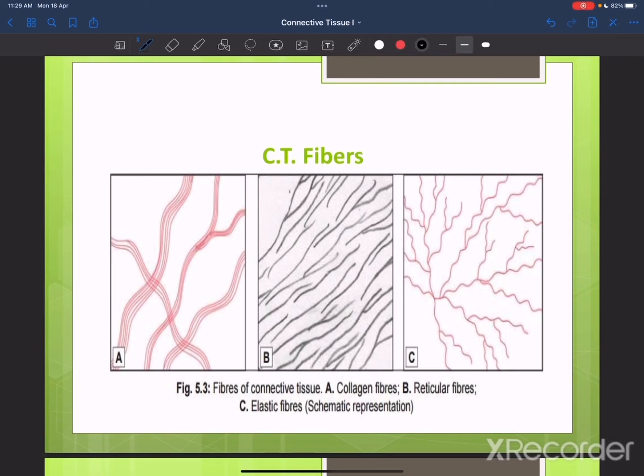These are the collagen fibers, which is the more predominant. Collagen fiber usually they run in bundles.